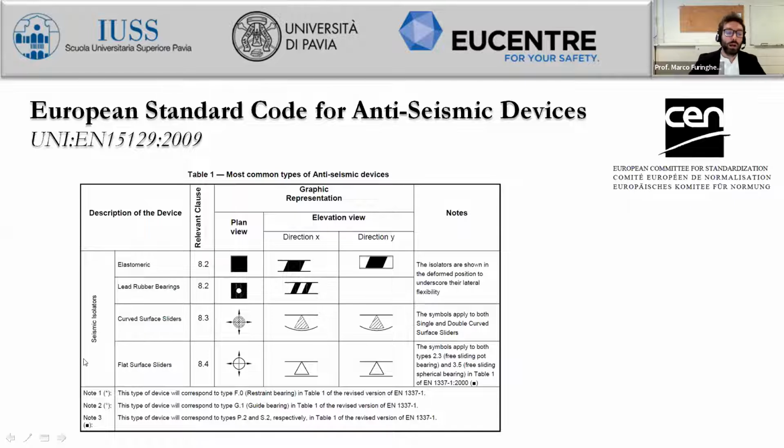Then we have one device that we have not considered yesterday, but it is actually one of the simplest. And this is the flat surface slider. So the flat surface slider is exactly a sliding device, but with a flat sliding surface. So it is exactly a plane. It is a bidirectional one. There is actually this paragraph 8.4.